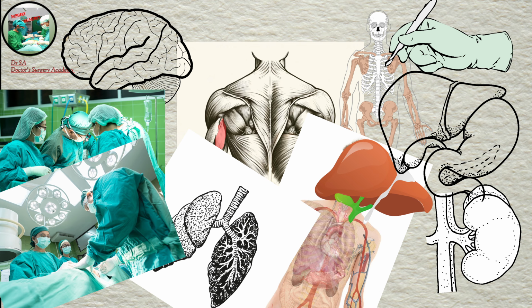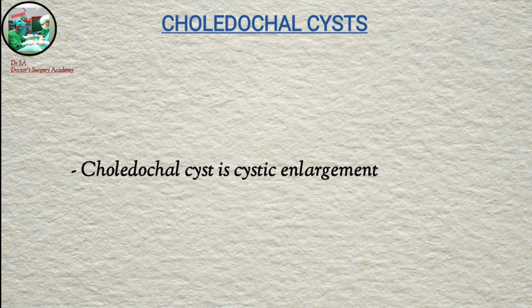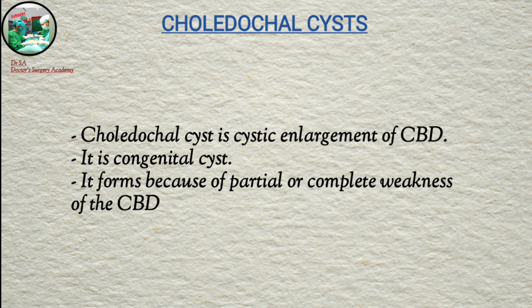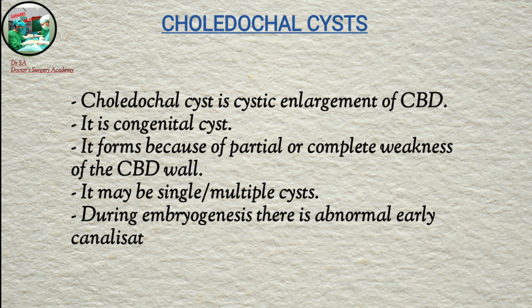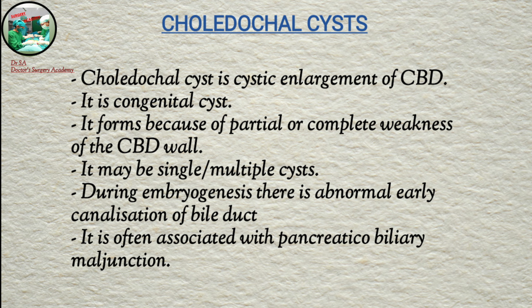So, let us start with the basics. What exactly is a choledochal cyst? A choledochal cyst is a congenital cystic or fusiform dilatation of the biliary tree involving the extrahepatic and/or intrahepatic bile ducts. It forms because of partial or complete weakness of the CBD wall. It may be a single or multiple cyst.